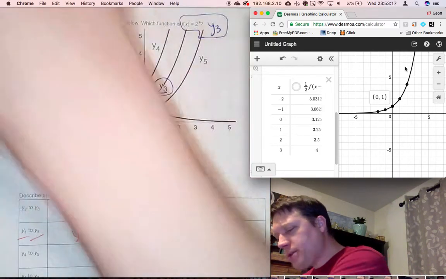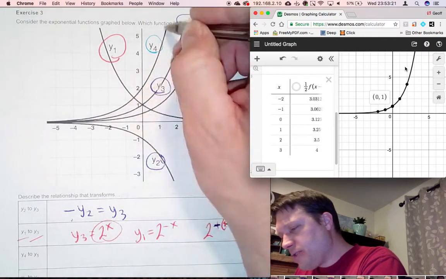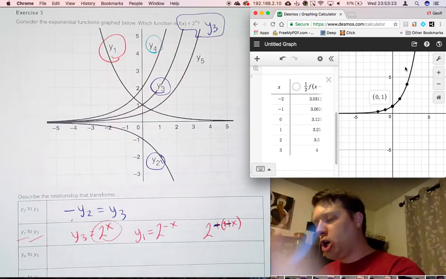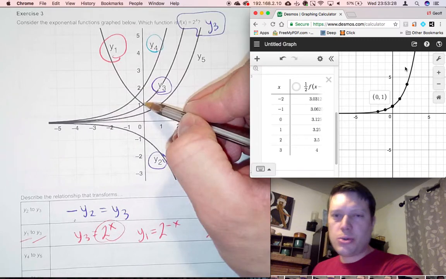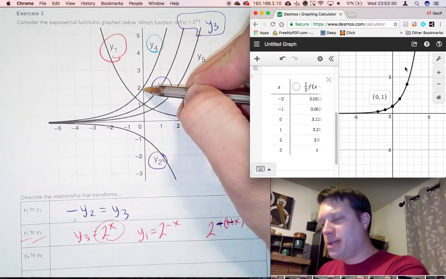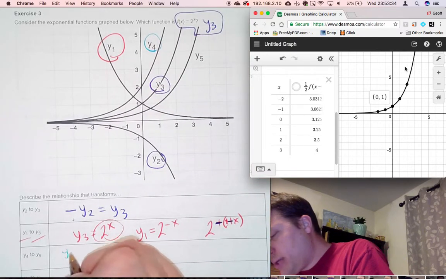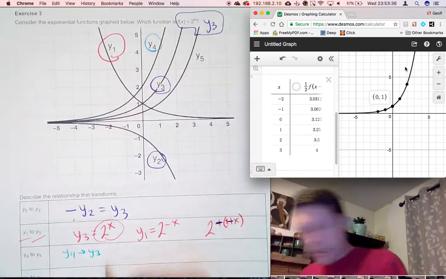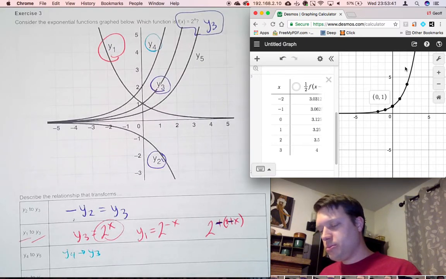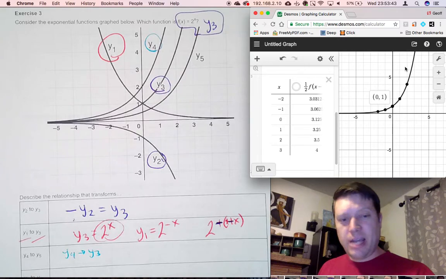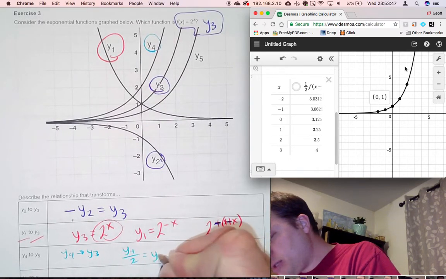Okay, let's go from y sub 4 to y sub 5. Y sub 4 looks like it's twice as tall. For instance, the parent function, y sub 3, passes through the y-axis at 1, but y sub 4 passes through the y-axis at 2. So we should probably go from y sub 4 to y sub 3. To do that, we have to divide y sub 4 by 2, and that is y sub 3.